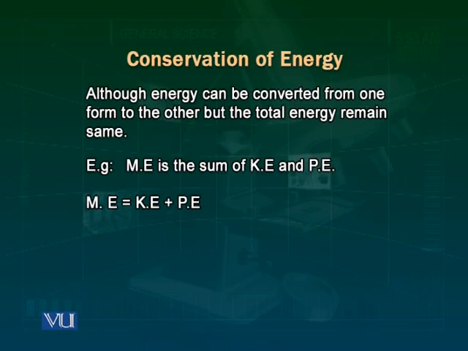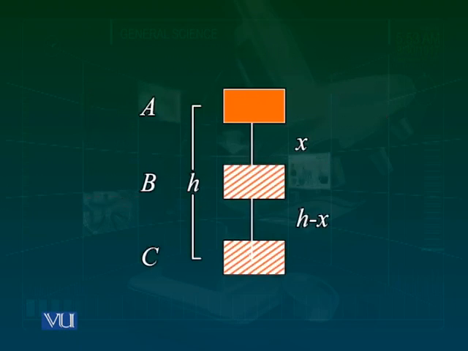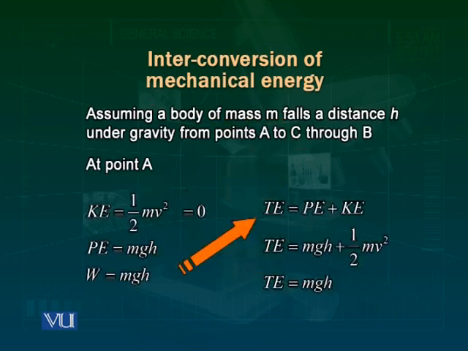Like I've said, the total mechanical energy is going to be the sum of the kinetic energy plus the potential energy. Now, let us look at an object. It is available on your slide. We have an object which is placed at A, it moves to B and moves to C. So you have an object which is moving under gravity from A to B to C. Let us look at the three positions.